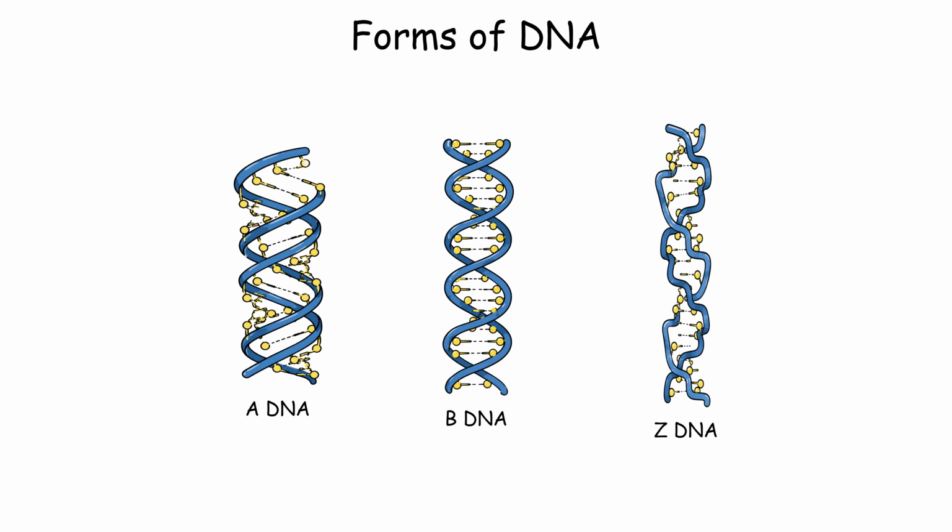So, in simple terms, bDNA is the normal and most common form of DNA. aDNA looks like a compressed, wider form of bDNA, and zDNA looks like a stretched, thinner, left-handed form with a zigzag backbone.